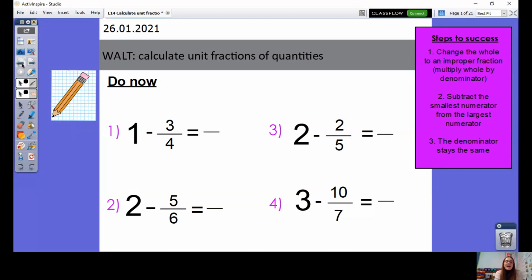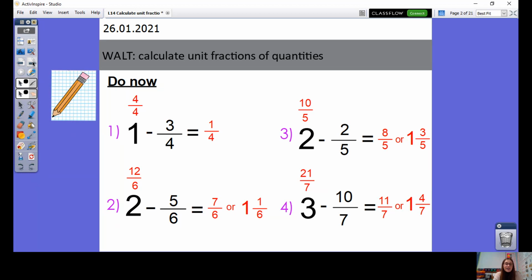So today we're going to be looking at calculating unit fractions of quantities. Your do now follows on from yesterday's lesson. You have your steps to success down the side here. Now remember, with your wholes, you're going to have to convert them into improper fractions to be able to calculate the sums. Good luck. Pause me now.